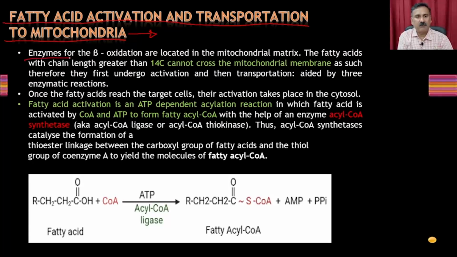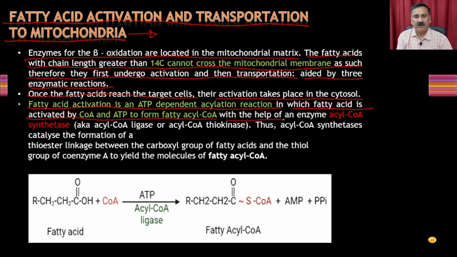The enzymes for beta oxidation are located in the mitochondrial matrix. A fatty acid with a chain length greater than 14 carbons cannot cross the mitochondrial membrane as such. Therefore, they undergo activation and then transportation aided by three enzymatic reactions. Once the fatty acid reaches the target cell, its activation takes place in the cytosol. Fatty acid activation is an ATP-dependent acylation reaction in which the fatty acid is activated by coenzyme A and ATP to form fatty acyl CoA with the help of an enzyme called acyl CoA synthetase.